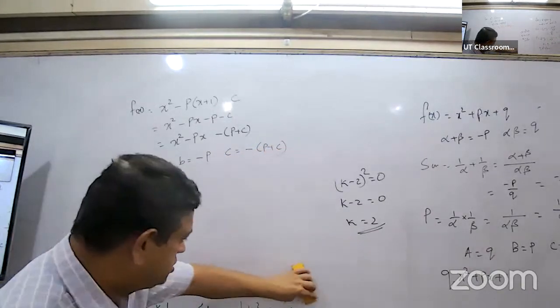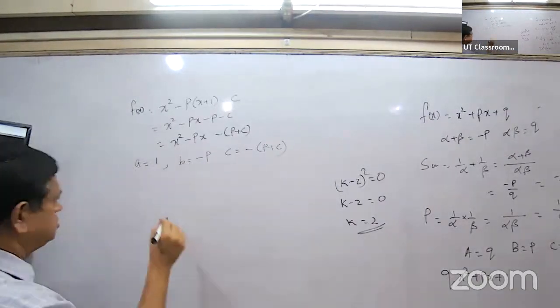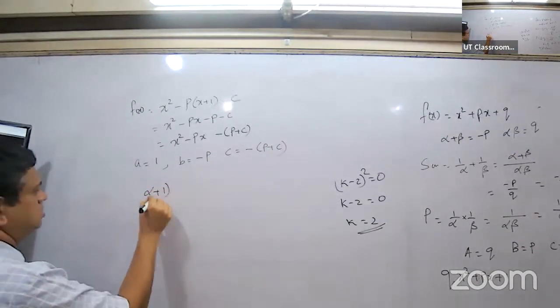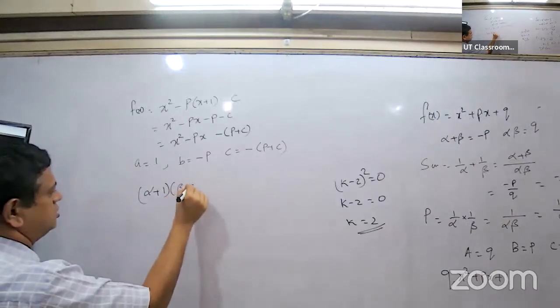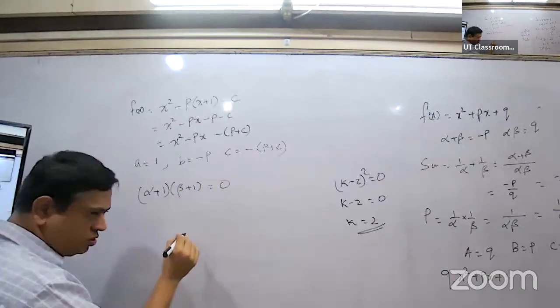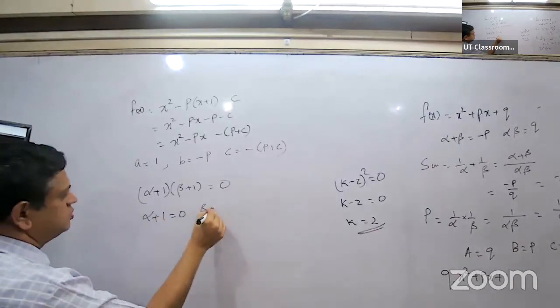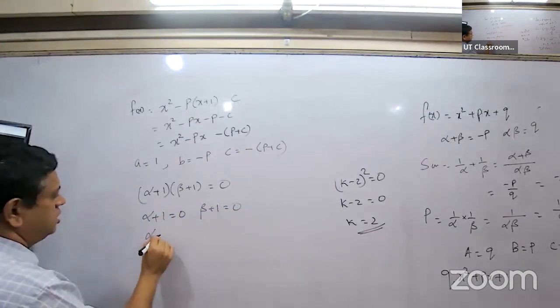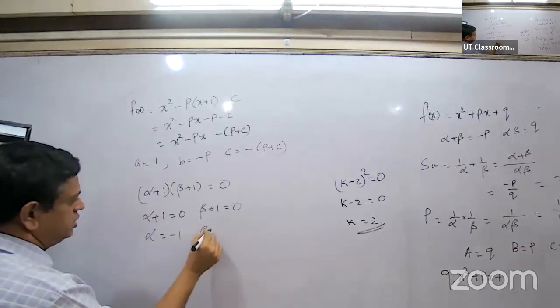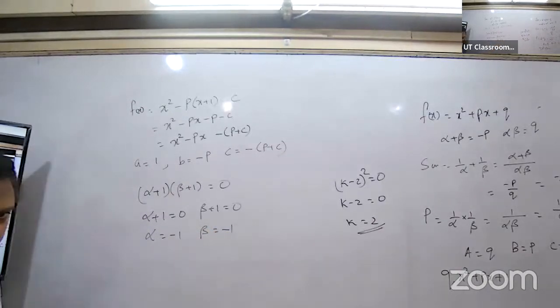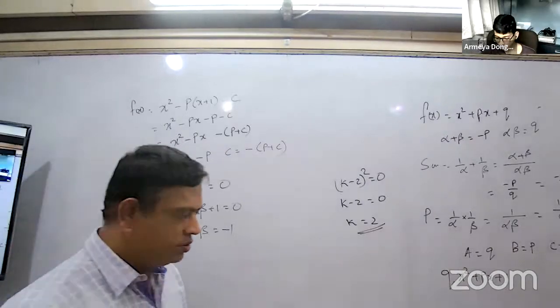Now, next is the condition. Question, as he said rightly: alpha plus 1 times beta plus 1 is equal to how much is given? 0. That means alpha plus 1 is 0 and beta plus 1 is equal to 0, which means alpha is equal to minus 1, beta is equal to how much? Minus 1. This much also got it? What do you need to find out? Value of C.